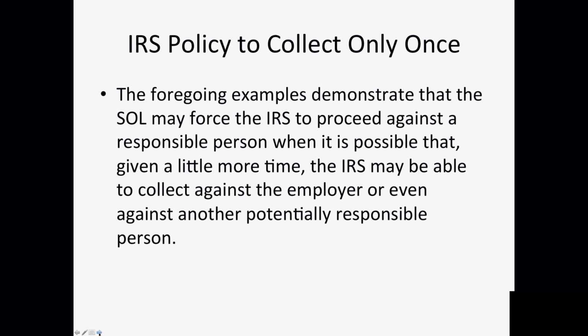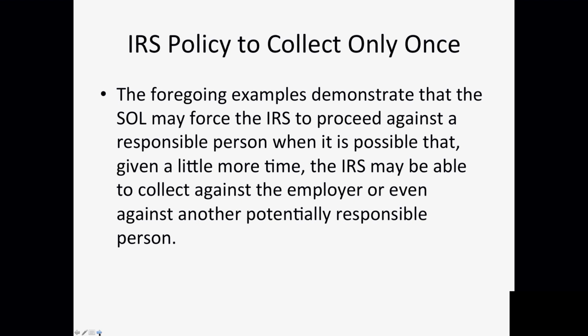So yes, in some cases, because of the clock ticking on the IRS, they might pursue Adam and Bob, even though they're close to some type of agreement with the employer, where the employer perhaps inks an installment agreement with them. So it doesn't mean that the IRS is being punitive by going after both responsible individuals. It just doesn't want to be left holding the bag at the end of the day. It wants to ensure that it recovers the full amount of the trust fund recovery penalty.